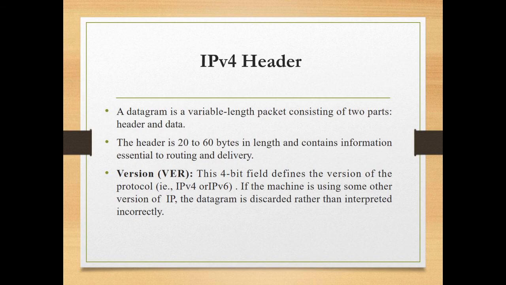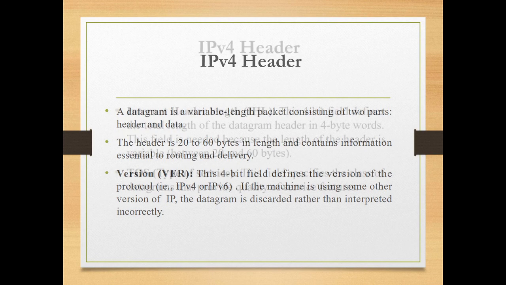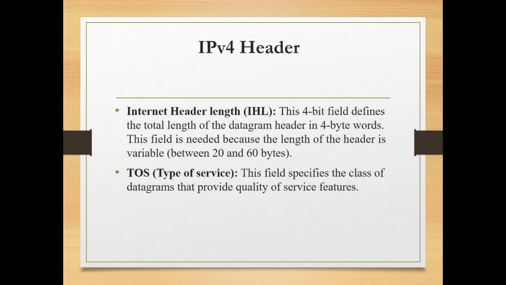Now the first field of the IPv4 header, version. This field defines the version of the protocol, that is IPv4 or IPv6. If the machine is using some other version of IP, the datagram is discarded. Next is IHL, or internet header length. This 4-bit field defines the total length of the datagram header in 4-byte words. This field is needed because the length of the header is variable.